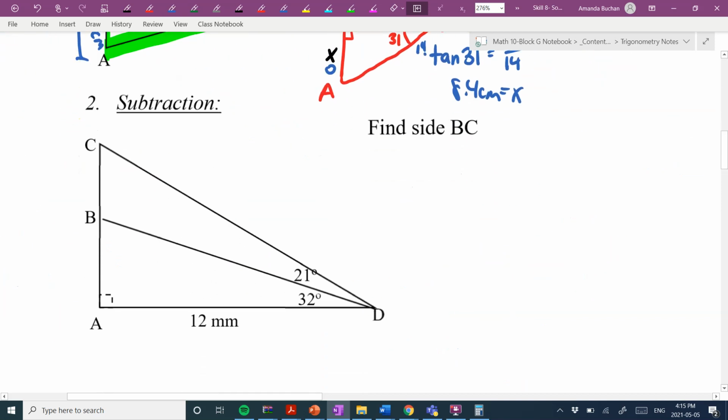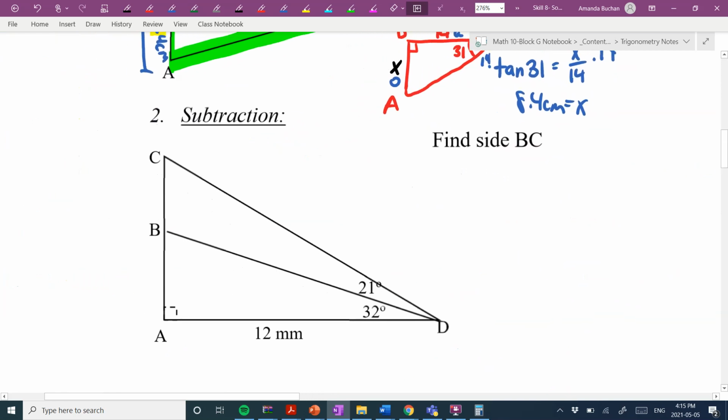Subtraction problems are very similar. Now, once again, this time we're looking for side BC. So if we draw the triangle that BC is in, once again, this is not a right triangle.